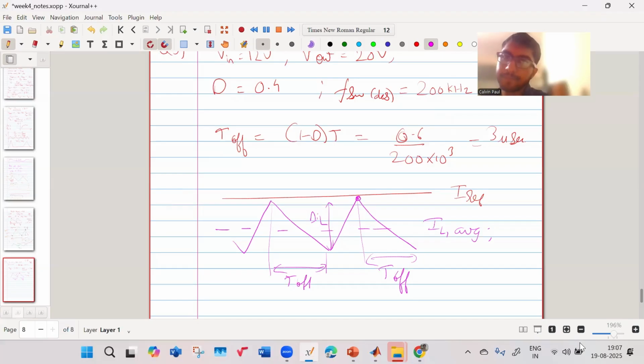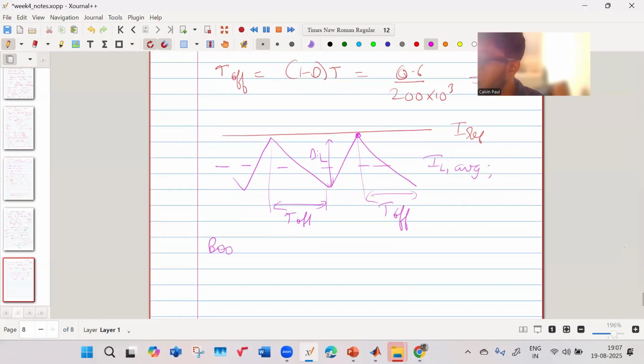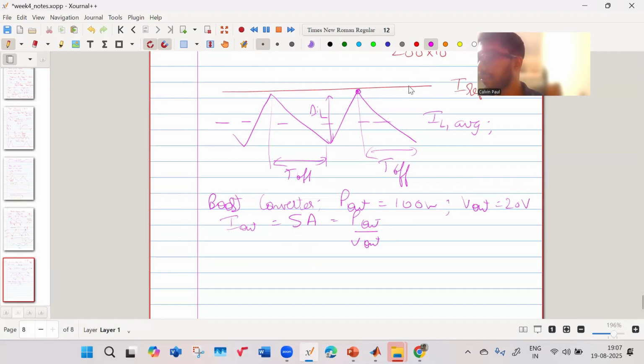I0 by 1 minus D. Okay, so you're in a boost converter. They're giving you output is 100 watt, your V out is 20 volt. Your I out is how much? Five ampere. So your I output is 5 ampere because it is P out by V out. This is your output current.